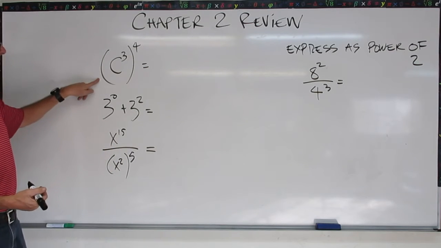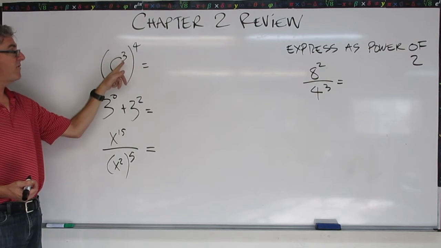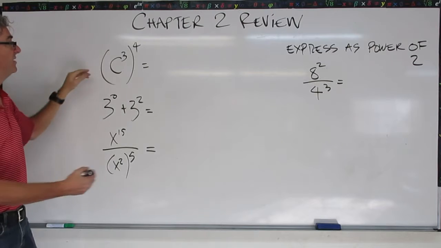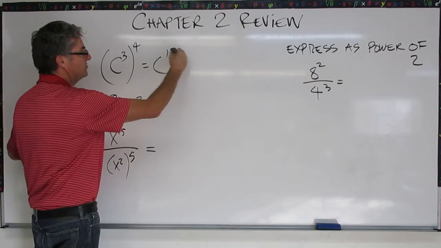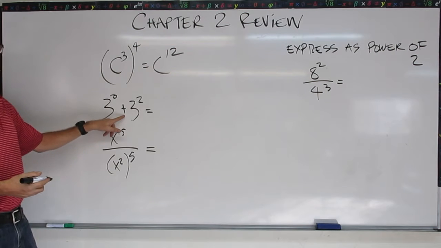Okay, first problem. Here we have c to the third raised to the fourth. Whenever you have a power raised to a power, you multiply the powers. So this becomes c to the 12th. Pretty straightforward.